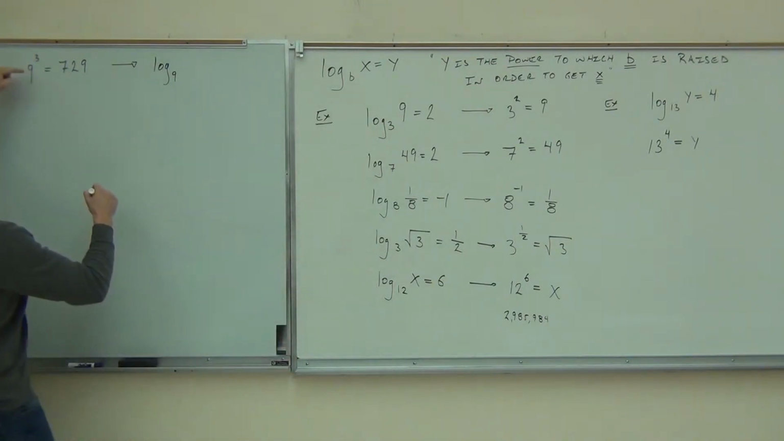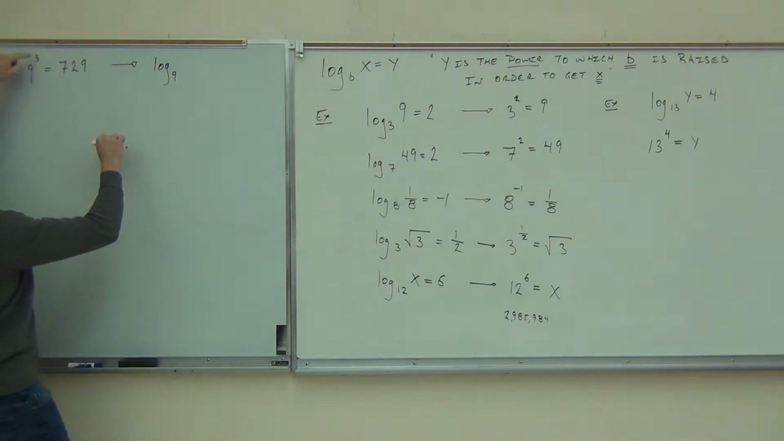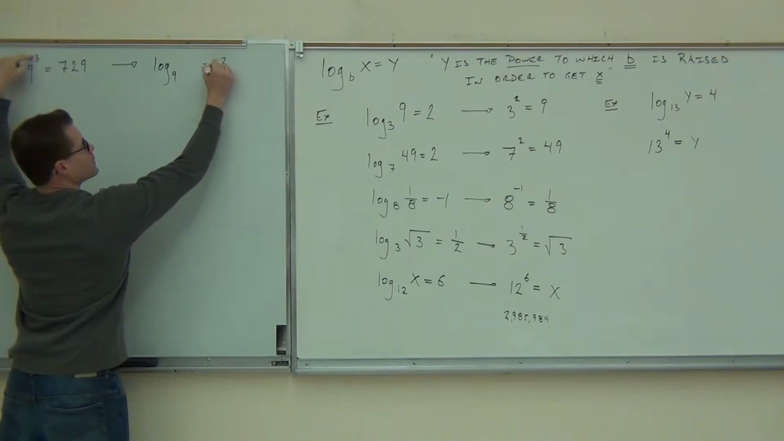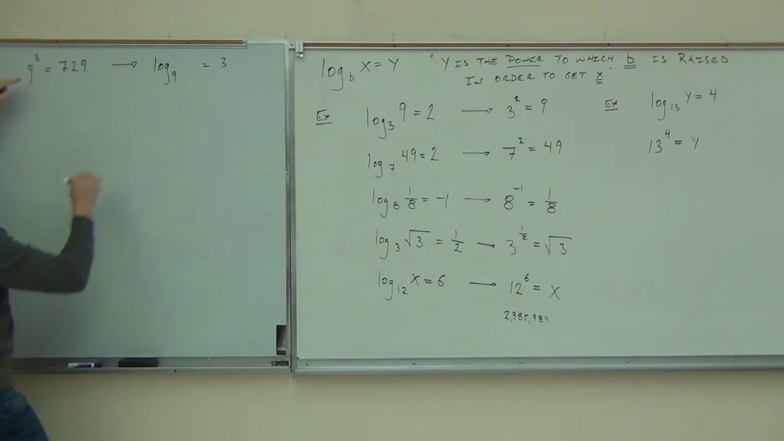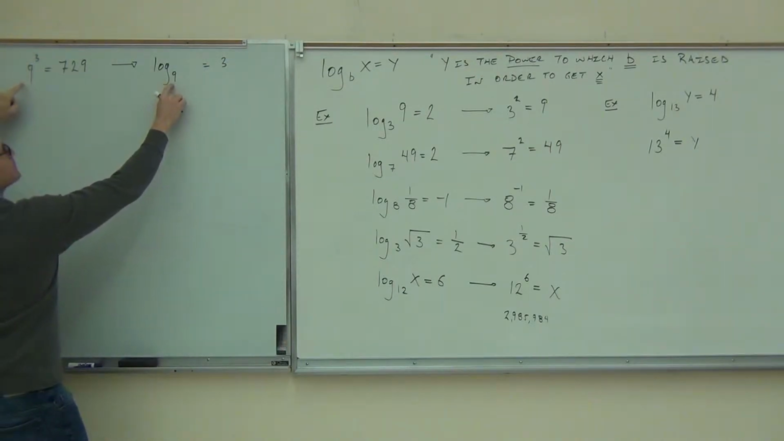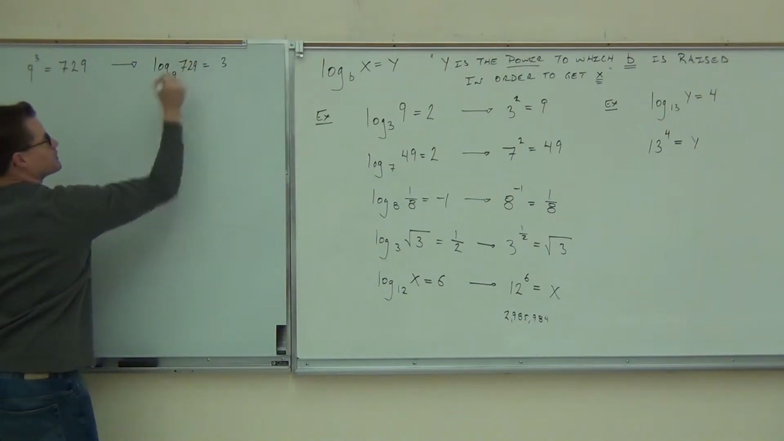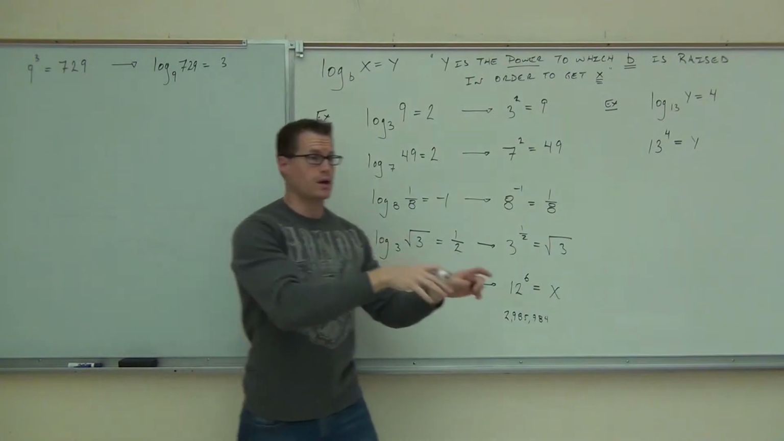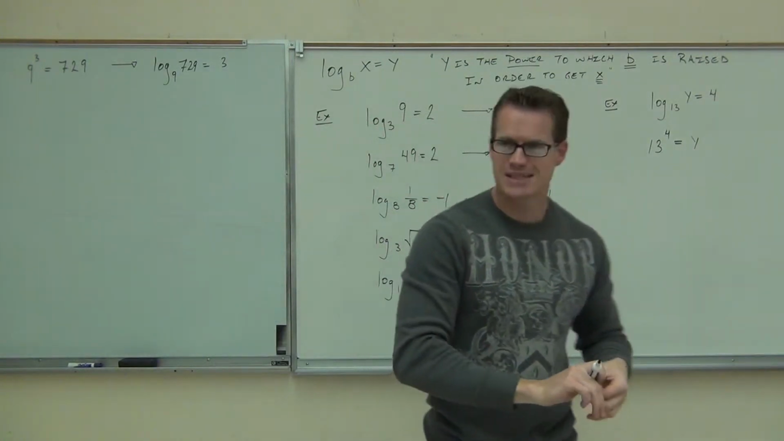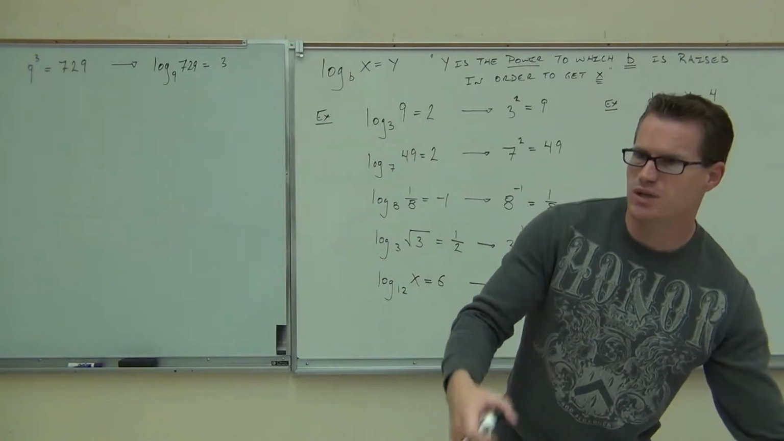And what we know is that the base does go here. The exponent, though, goes over there. So we could say log base 9 to the 3rd power gives you what's right there, 729. Are you guys okay going that way? All right. It's different, isn't it? It's something unique for us.